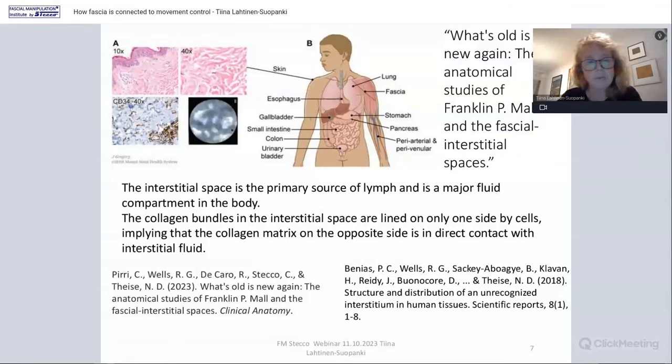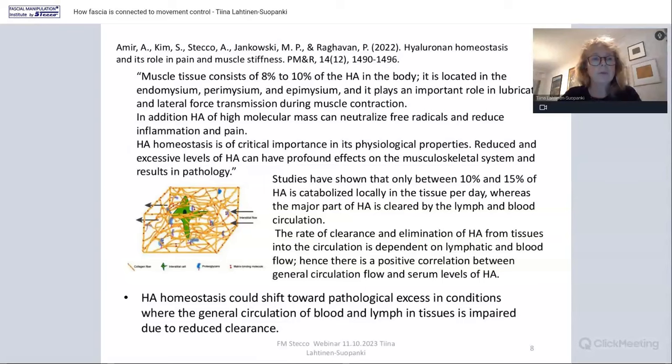And as we know, there are cells that produce the hyaluronic acid, the fasciocytes, which are a kind of fibroblast. About 30% of the fibroblasts are these fasciocytes. So the production is there, but then there also has to be turnover so that there is not too much accumulation. When we look at the next slide, the important part of the turnover and the proper physiology of the viscosity is the lymph. And if the viscosity is different, then the movement control is already lost.